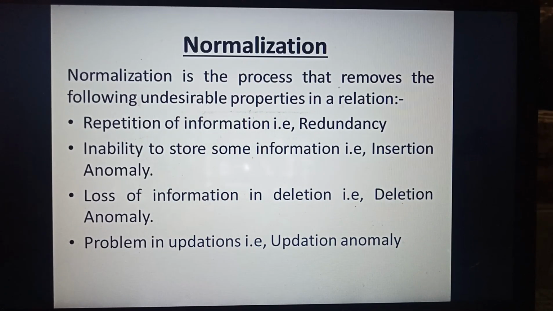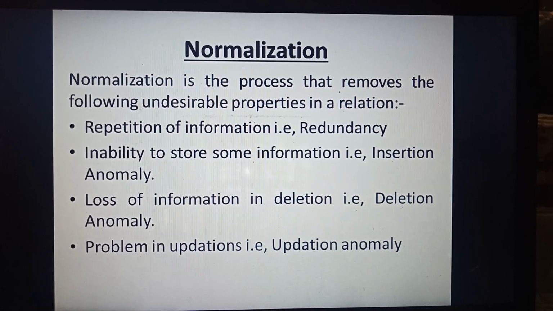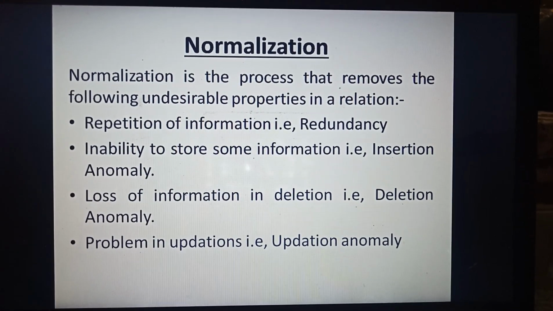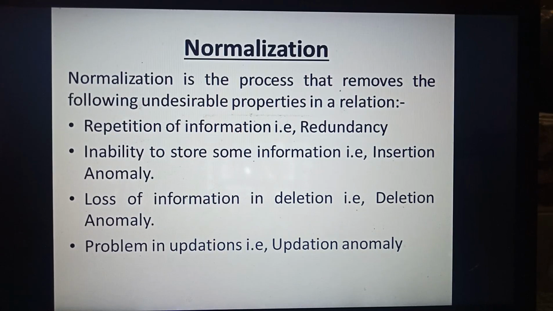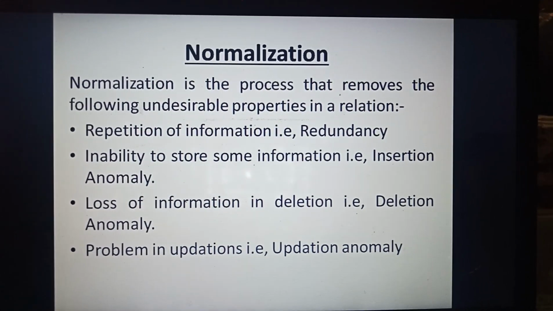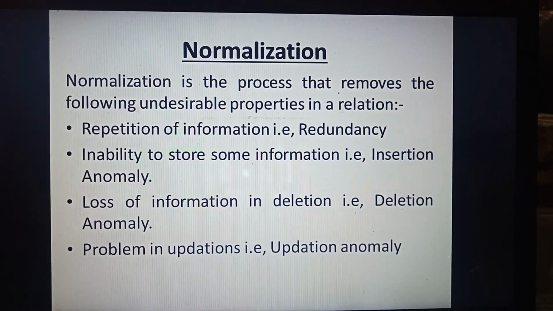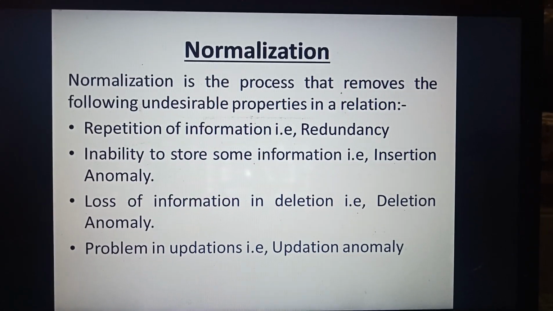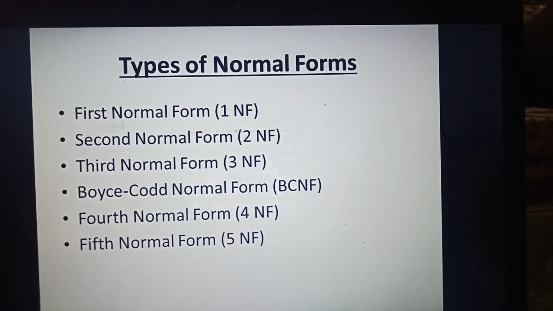And last is updation anomaly, means problems in updation. This is due to redundancy only, means same data, suppose same information is stored at 4 places in the database, and when you need to update that information and you are updating at only 3 places, and not all the 4 places, then this will cause inconsistency, and that is updation anomaly.